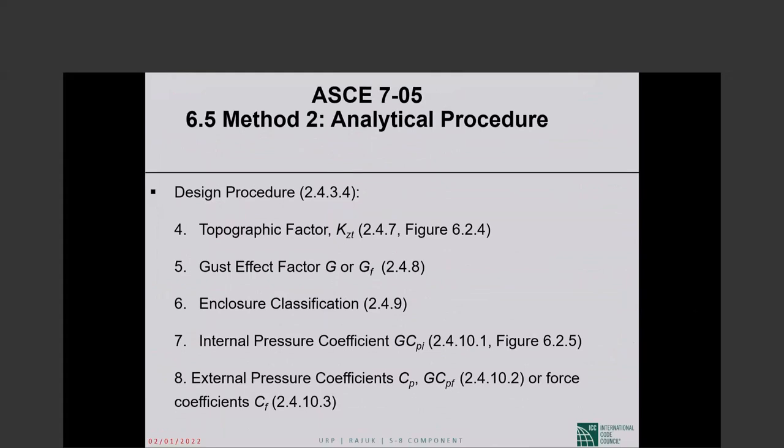Then you find topographic effect factor K sub ZT, gust effect factor G, or for flexible buildings it is called G sub F. Enclosure classification that I described to you: partially enclosed, open, or enclosed. Internal pressure coefficient G times C sub Pi, and you will see those values, and external pressure coefficients C sub P, or for the low rise analytical procedure, we have G times C sub PF. Those are details, but external pressure coefficient.